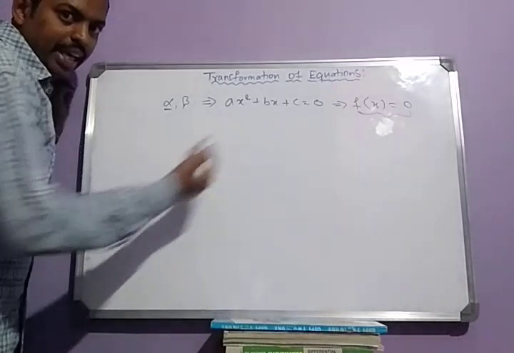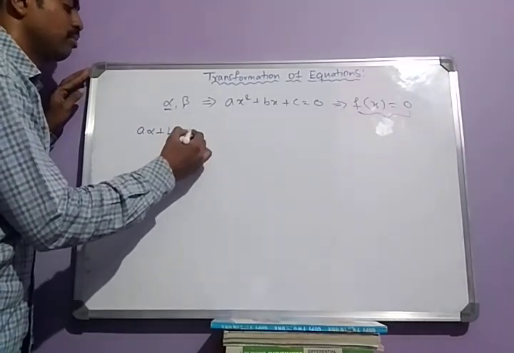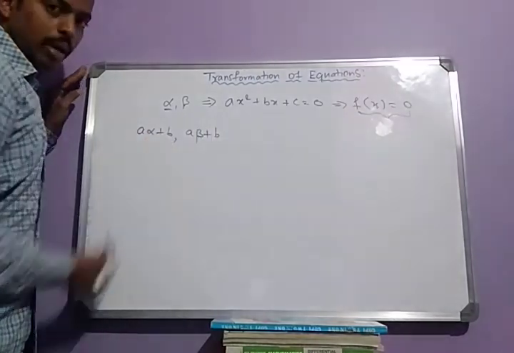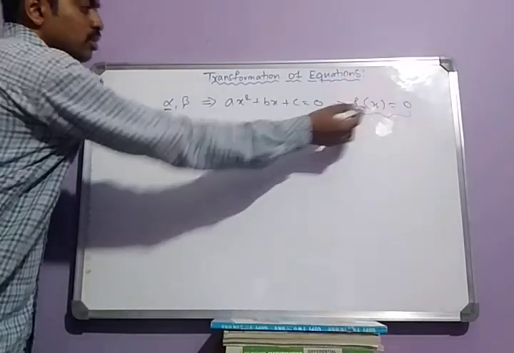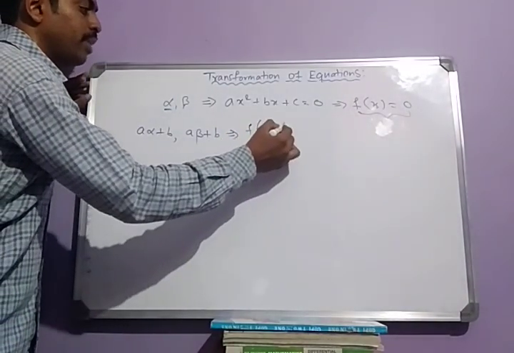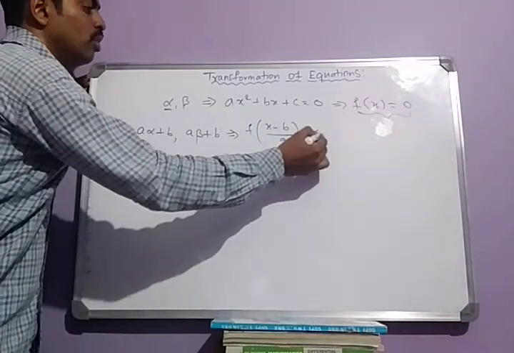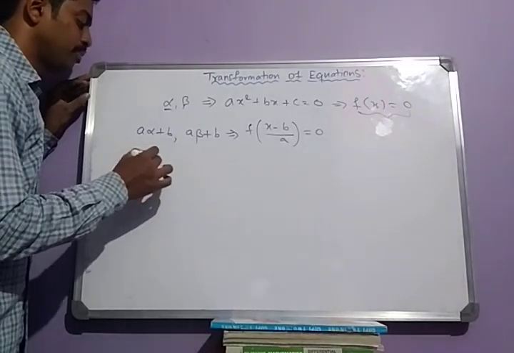What happens to the equation if alpha becomes a alpha plus b, comma, beta becomes a beta plus b? Observe that the same thing happened for both alpha and beta. Then what happens to this? I already told you that f of x is equal to 0 is transformed as f of (x minus b) by a is equal to 0. But you will be thinking why is it so? So let us see its proof.